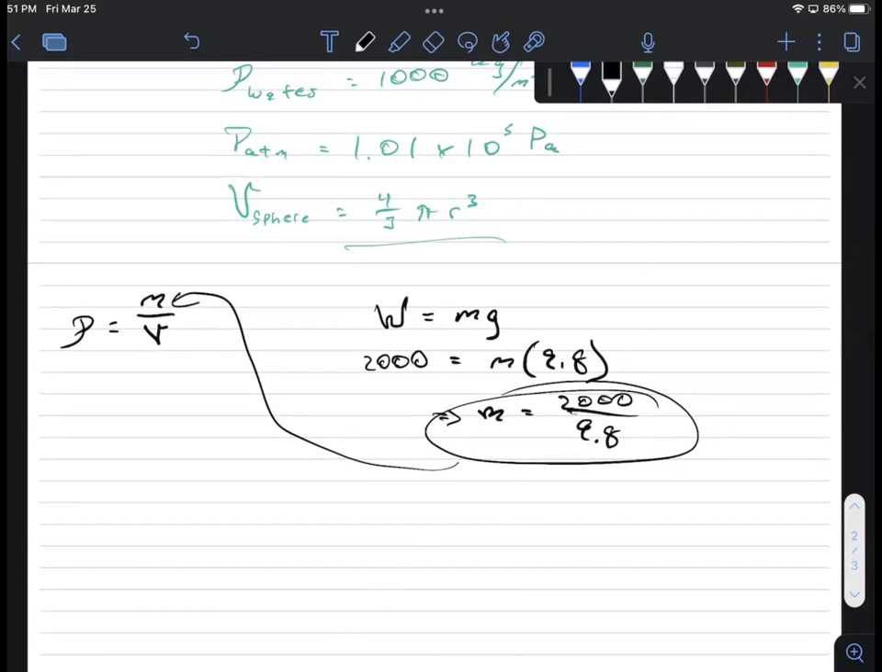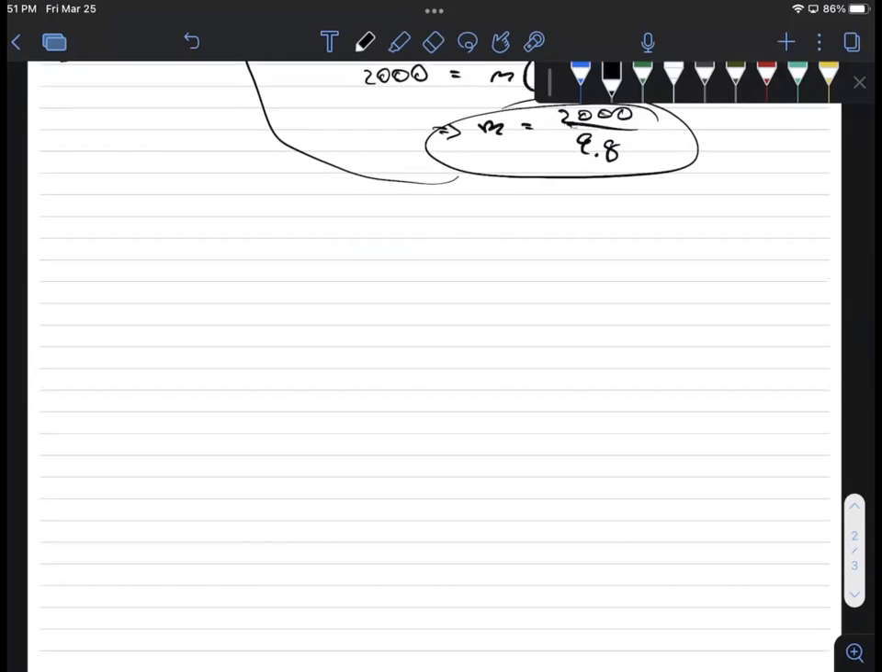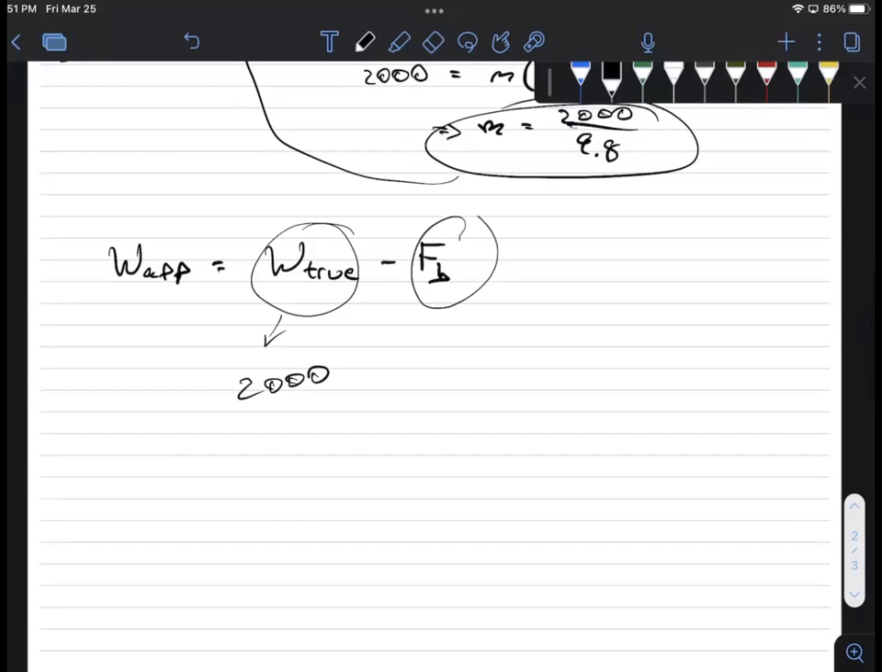Yeah, so let's look. The first question, what you want to know is the apparent weight. So when it says how much would the sphere weigh if placed in water, that means give me the apparent weight. And that is the true weight minus buoyant force. So we need these two things. The true weight, well, that's nice. That's given in the problem. That's 2,000. So that's easy. Now we need the buoyant force.